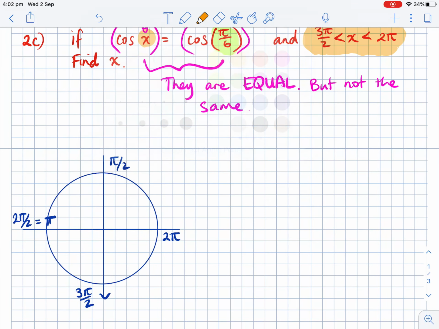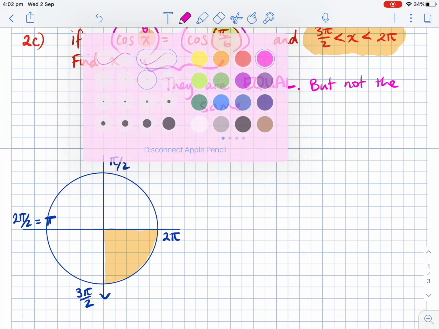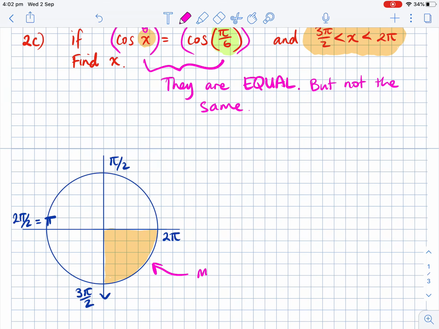Now I'm not happy with that highlighting, let's make that a little bit smaller. My x value has to be somewhere in this quadrant because it's got to be between those two angles, 3 pi on 2 and 2 pi. So I'm somewhere in here. My x value is in here. Let me write that down.